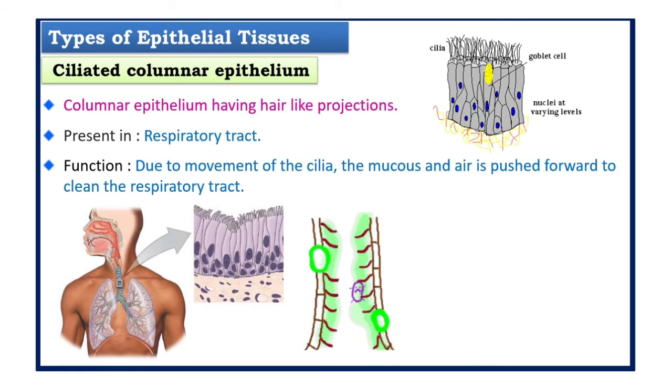So it traps the air, it cleans the mucus and the dirt, whatever is there, it is trapped inside this cilia and the fresh air is pushed forward to clean the respiratory tract. So ciliated columnar epithelial cells play a very important role.